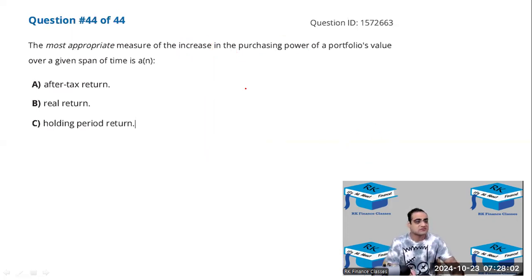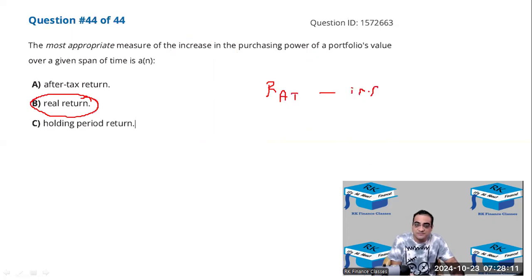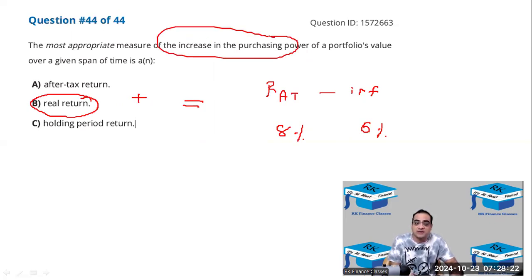So it was simple. It was real return. Real return means the return adjusted for inflation, that is return after tax minus the inflation. For example, over here, the first one, 8 minus 6, that is 2%. So positive real return. If the real return is positive, like in this case, it will lead to an increase in the purchasing power.